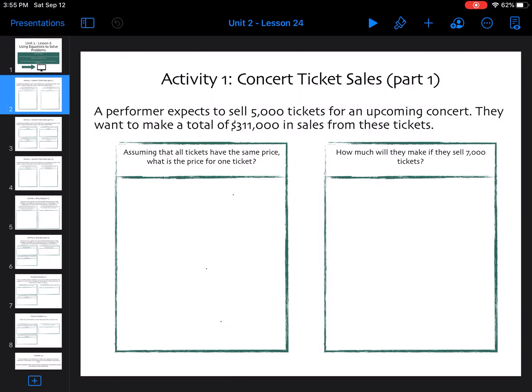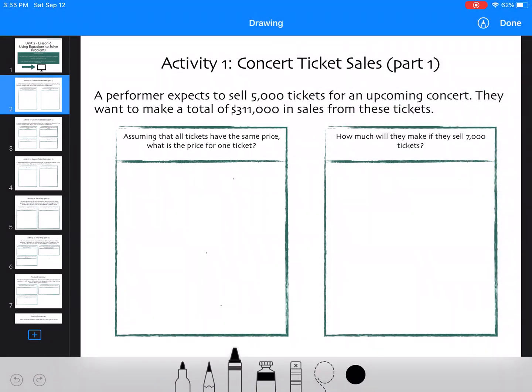So number 1, we're talking about a performer who expects to sell 5,000 tickets for an upcoming concert and wants to make a total of $311,000 on these tickets. Assuming that all the tickets are the same price, what is the price for one ticket? If I'm trying to figure out for one ticket, this would be pretty straightforward. Divided by 5,000.